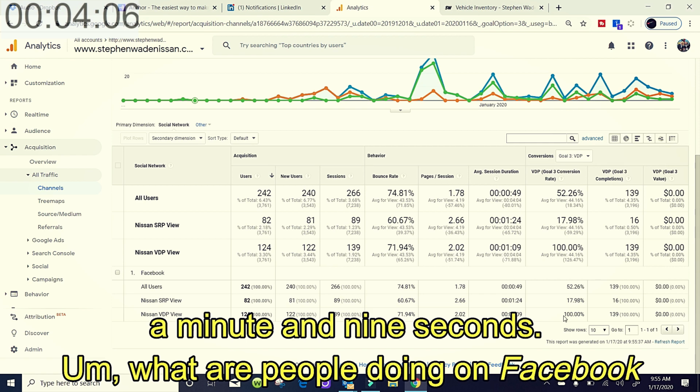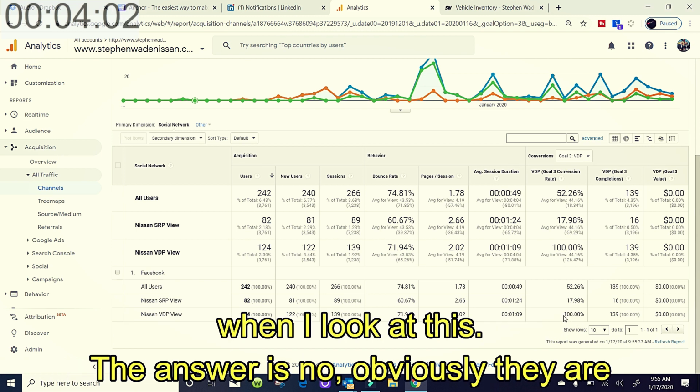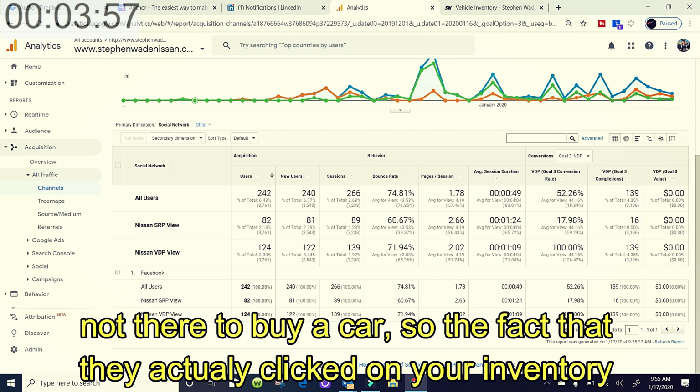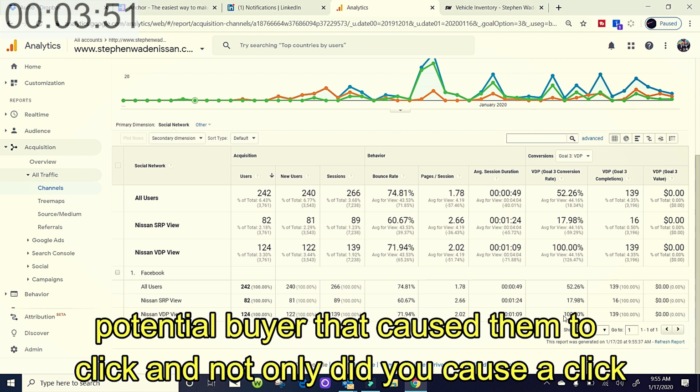What are people doing on Facebook, folks? Are they there to buy a car? Because that would be my first question, right, when I look at this. The answer is no, obviously, right? They're not there to buy a car. So the fact that they actually clicked on your inventory says something, right? You triggered something within that potential buyer that caused them to click.